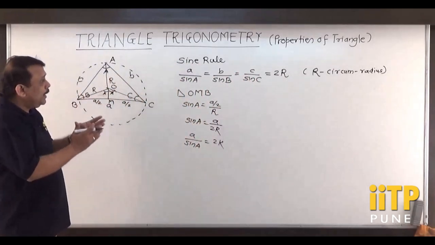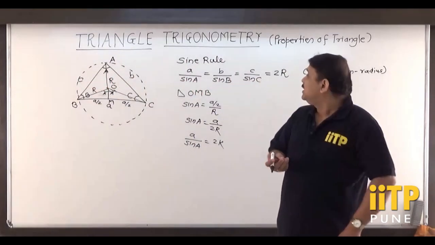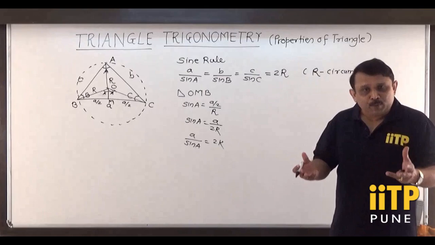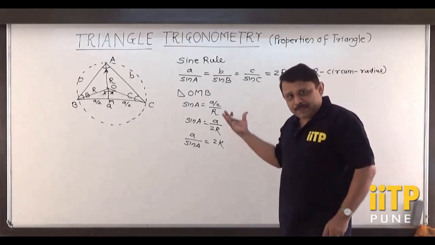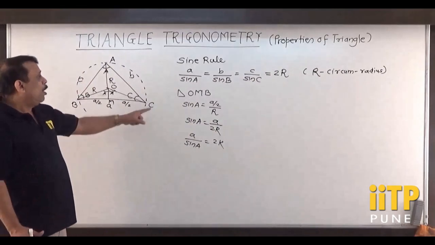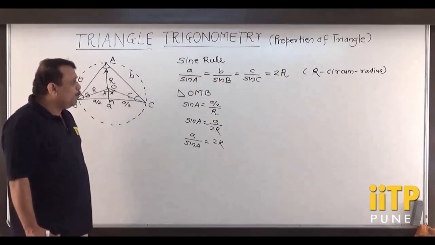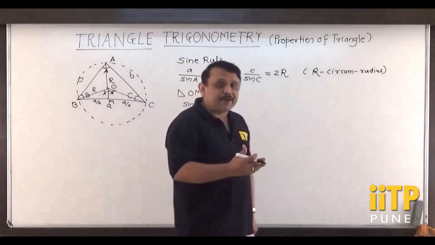Hence, the result a upon sin A equal to b upon sin B equal to c upon sin C is equal to 2R is being proved. There are various proofs of this, but the one of the simplest proofs is what I have given to you of the sine rule. So remember, a upon sin A is equal to b upon sin B is equal to c upon sin C equal to 2R.